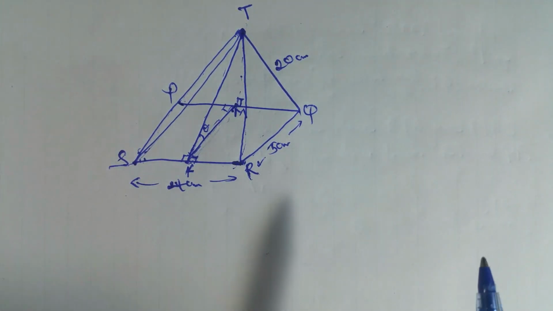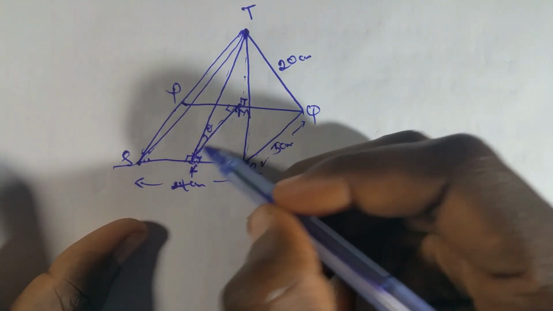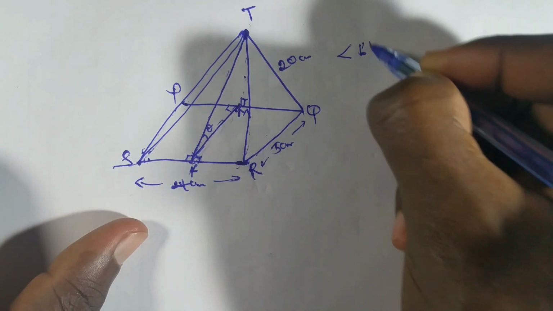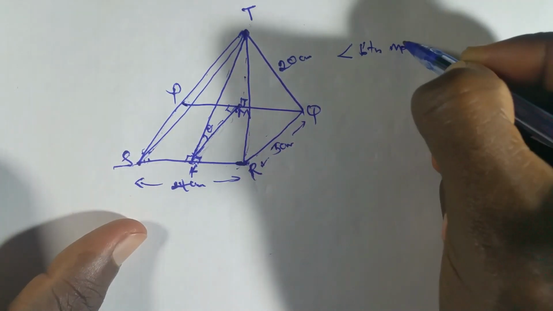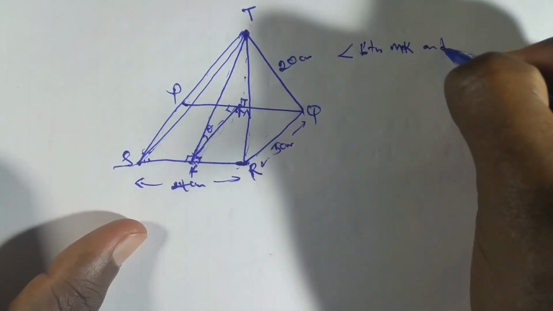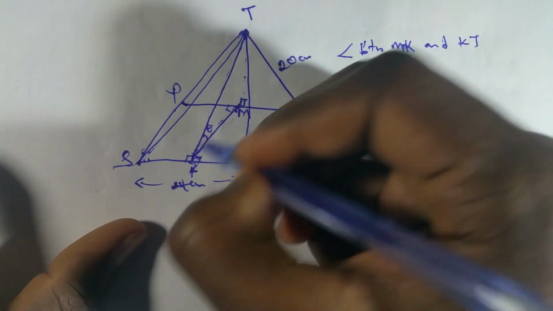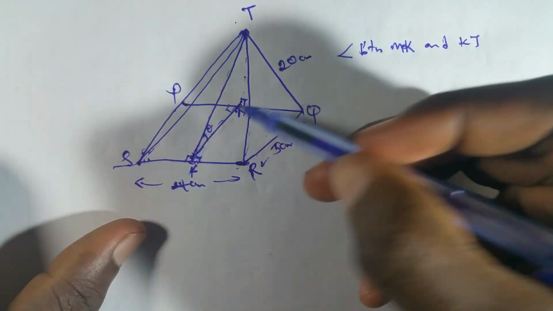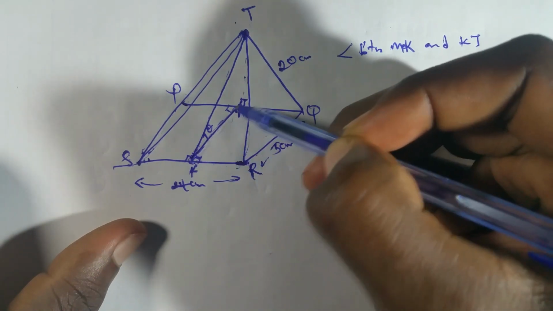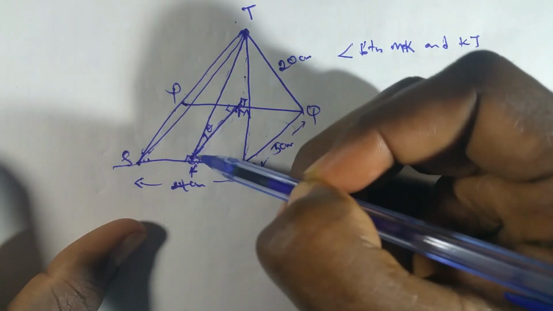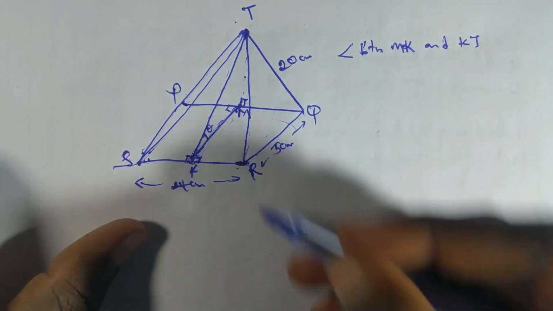Okay. So that angle will actually be the angle between MK and KT. That's the angle we need. MK and KT, that's the angle we need. So on that plane, a line perpendicular to it, there is a line on it, and on this plane, a line on it, they meet there at 90 degrees. This is also meeting here at 90 degrees. So we need that angle.